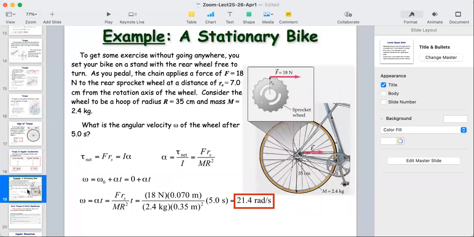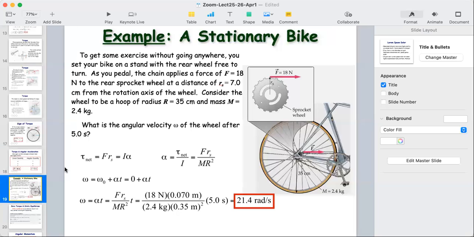Now let's see an example. To get some exercise without going anywhere, you set your bike on a stand with the rear wheel free to turn. As you pedal, the chain applies a force of 18 Newton to the rear sprocket wheel at a distance of 7 centimeters from the rotation axis of the wheel. Consider the wheel to be a hoop of radius 35 centimeters and a mass of 2.5 kilograms. What is the angular velocity of the wheel after 5 seconds?